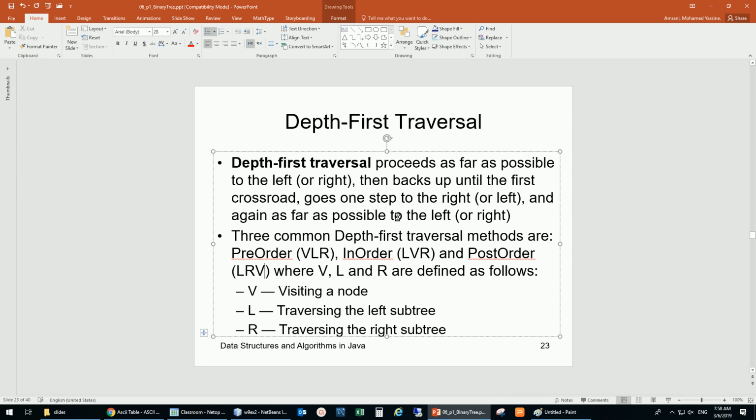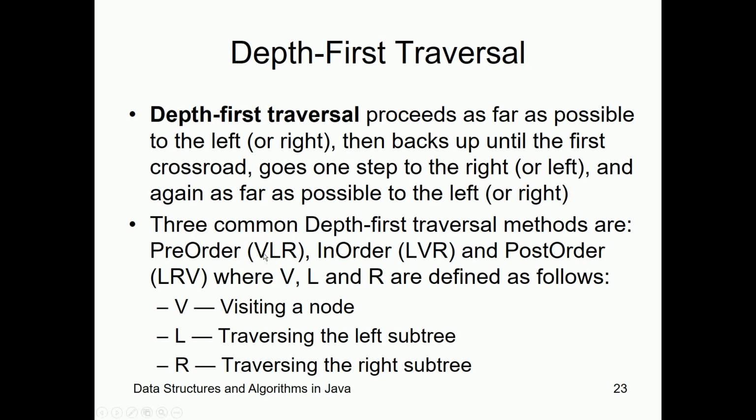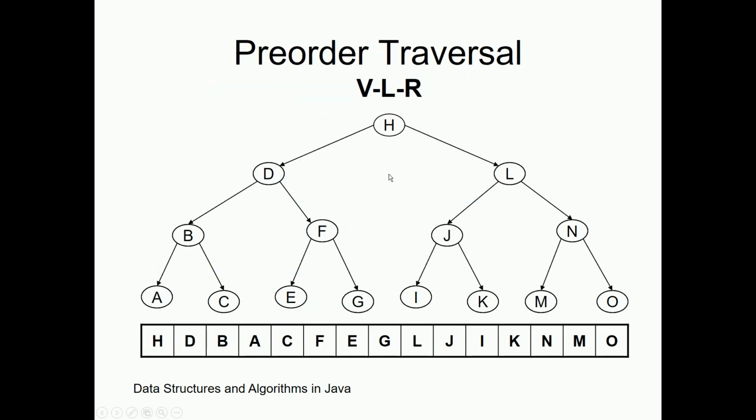The main thing is, when do we visit? You see, this V stands for visit. L, go to the left. R, go to the right. So do we visit, then go to the left, then the right? Or do we go to the left, then we visit, then we go to the right? Or we just go to the left, and then the right, then we visit? What does this mean? Well, let's have a look at this.